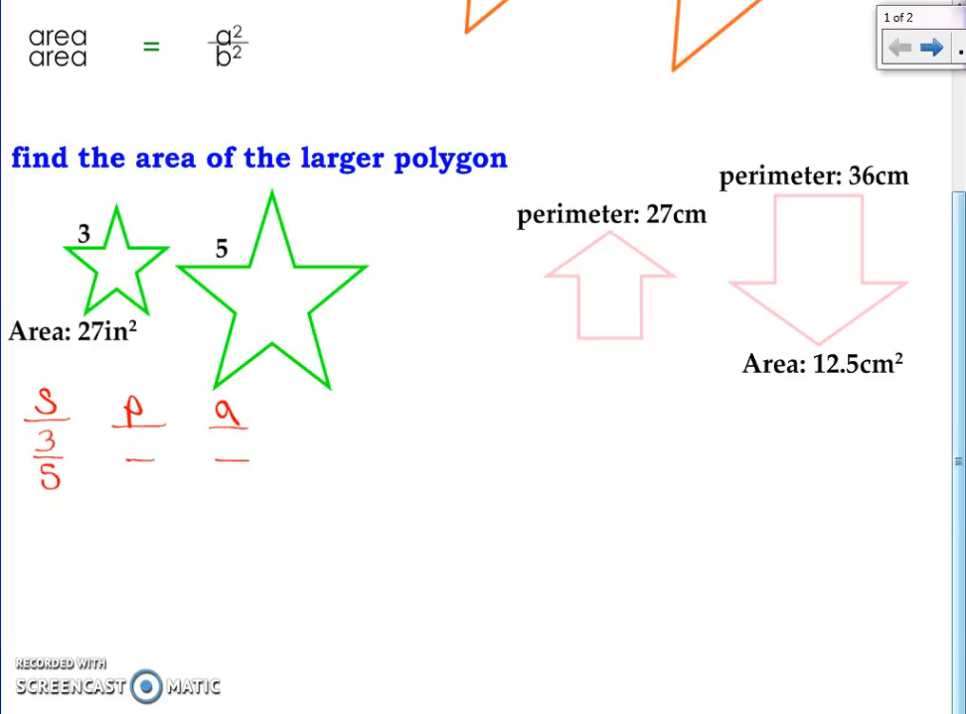3/5. Okay, up above, I said if your side ratio is A over B, your perimeter ratio is also A over B. So this is also 3/5. And what would the area ratio be? Yep, 9/25. Okay, that's the first step every single time, no matter what. Once we have this, this is part of your answer.